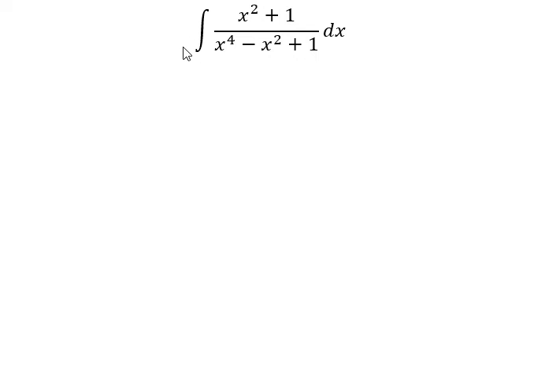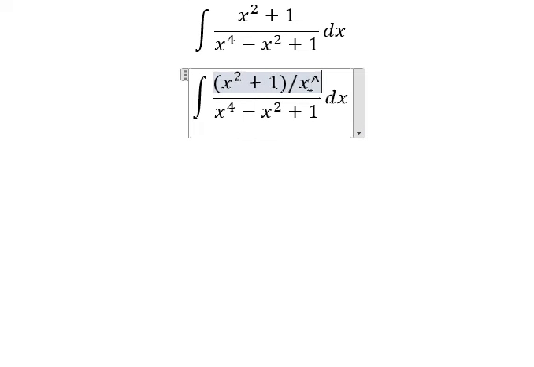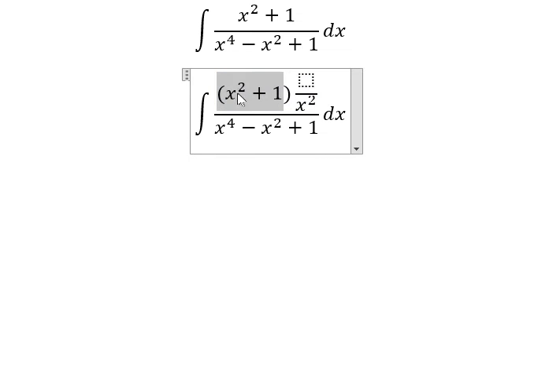The topic today is about integration. So now I will show you how to answer. We need to divide by s squared on numerator and denominator.